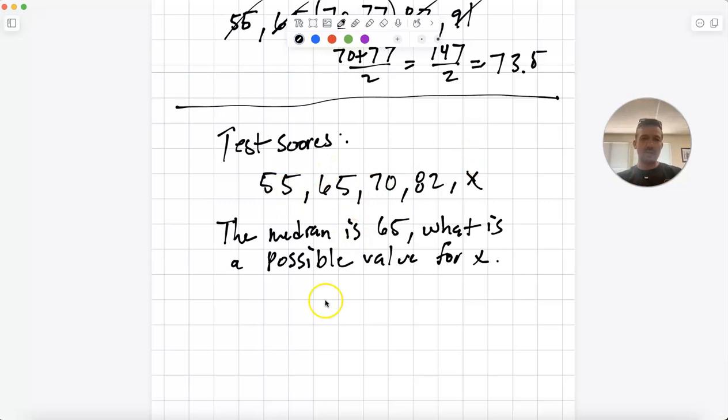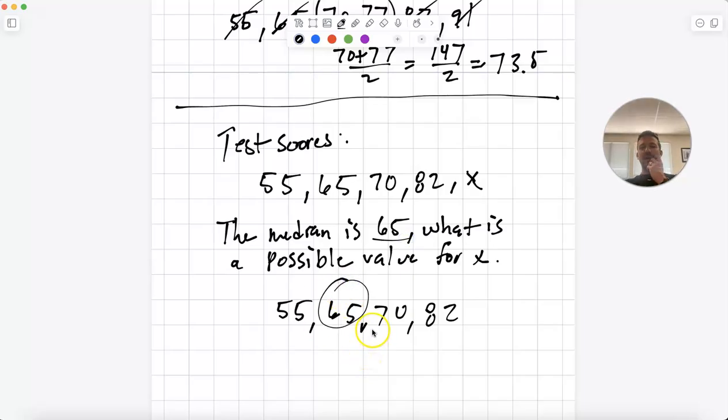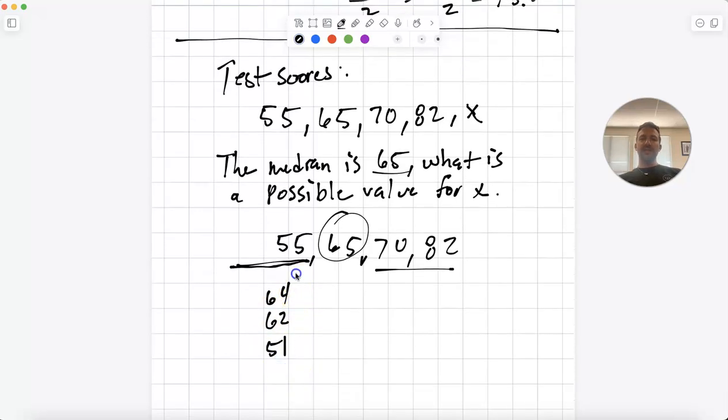So you would put them in order, which I already have: 55, 65, 70, 82, and then I don't know where x is, but I know that the median is supposed to be 65. It's asking what's a possible value for x. If 65 is going to be my median, I need it to even out. I got 2 over here, so I need 2 over here, right? So anything less than 65 is a good value for x. It could be 64, it could be 62, it could be 51. Anything less than 65 would make sense for x, okay?